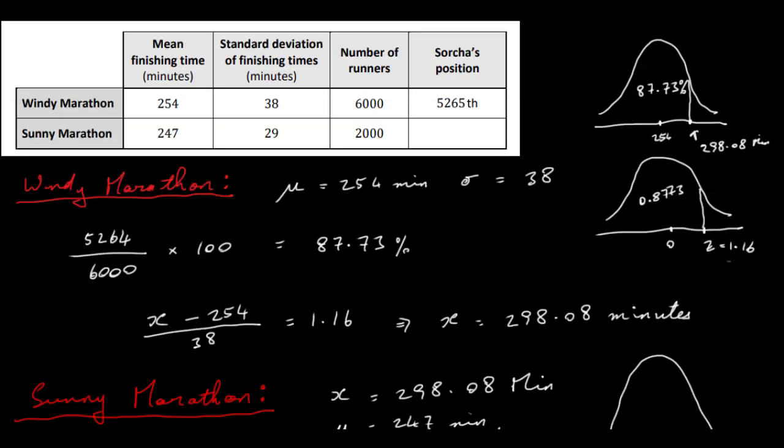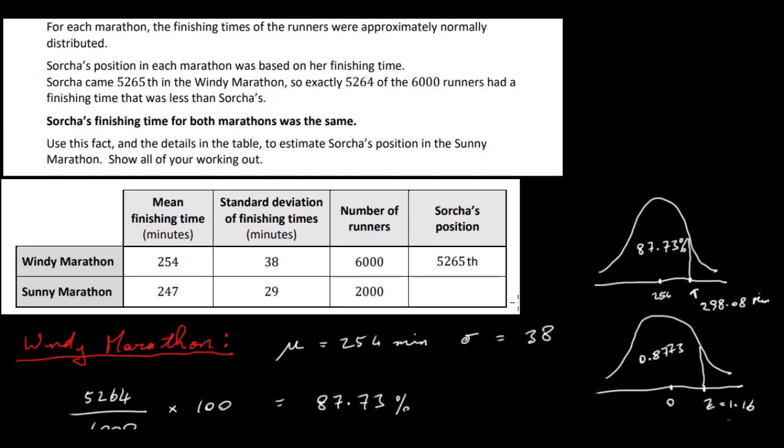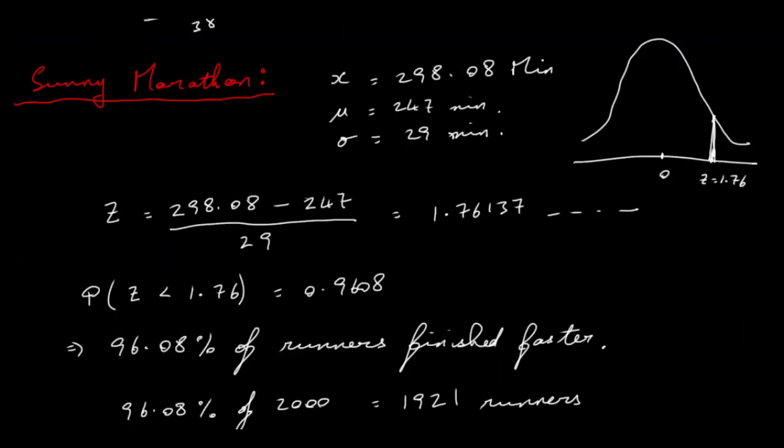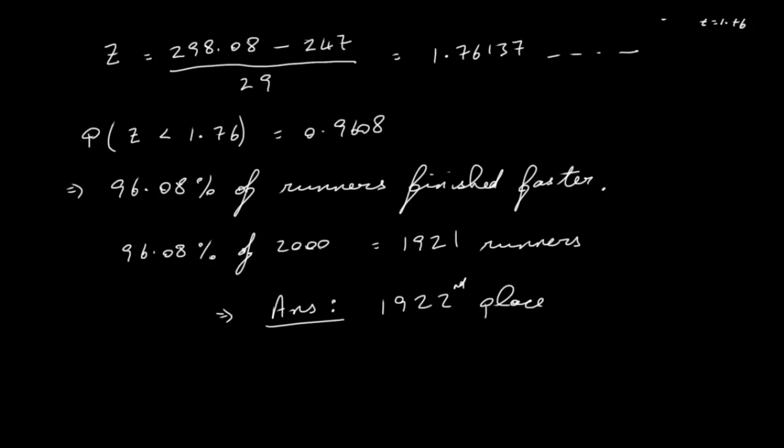Let's have a look. Use this fact and the details in the table to estimate Circa's position in the Sunny Marathon. Okay, so show all your workings out. We've done all of that. So her position was 1922nd. Okay, and that's it for this particular question.